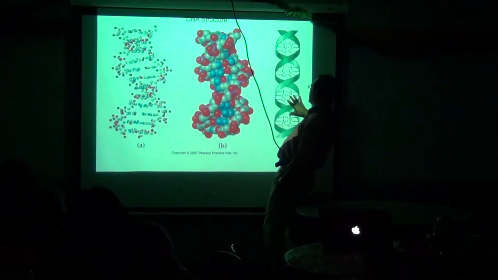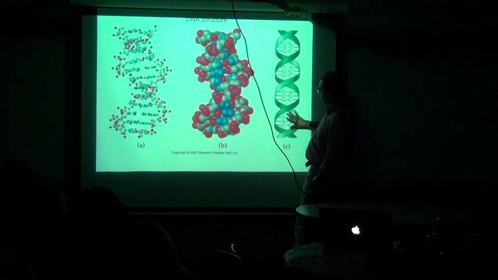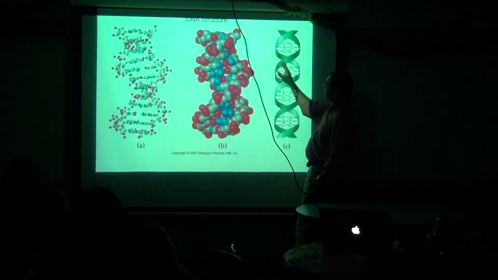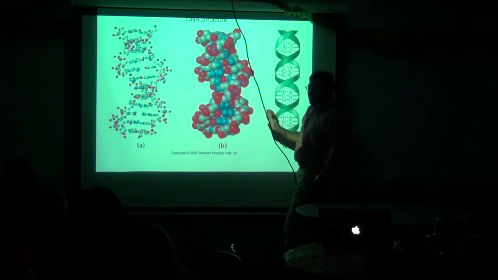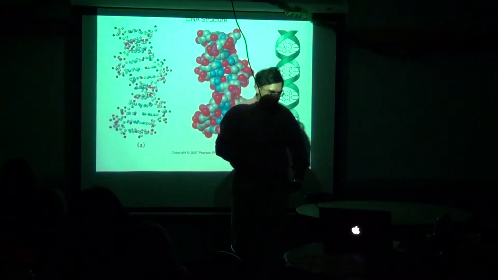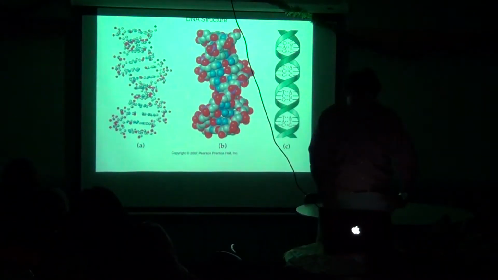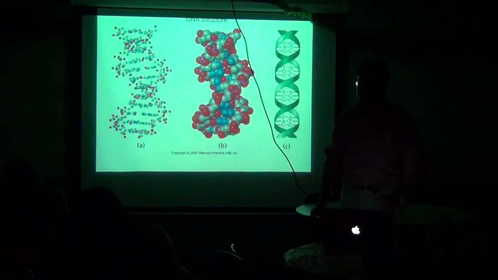And this is, of course, a cartoon representation just to illustrate how the base pairing schemes work and how the backbone is always on the outside and the bases are always on the inside. That's all for DNA. We're going to look at DNA replication. Any questions so far?